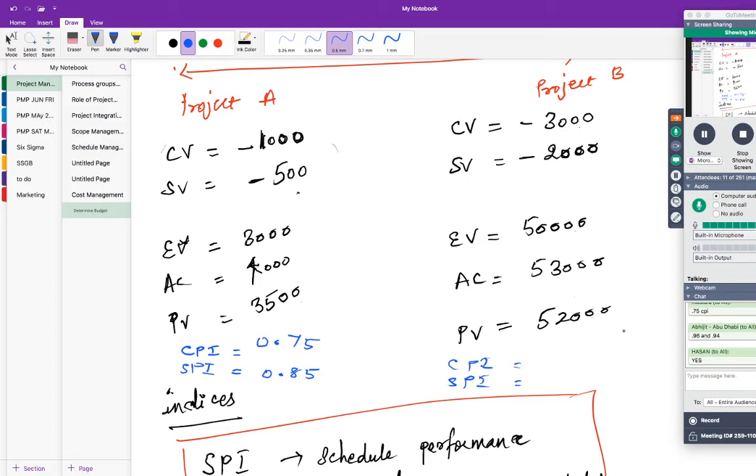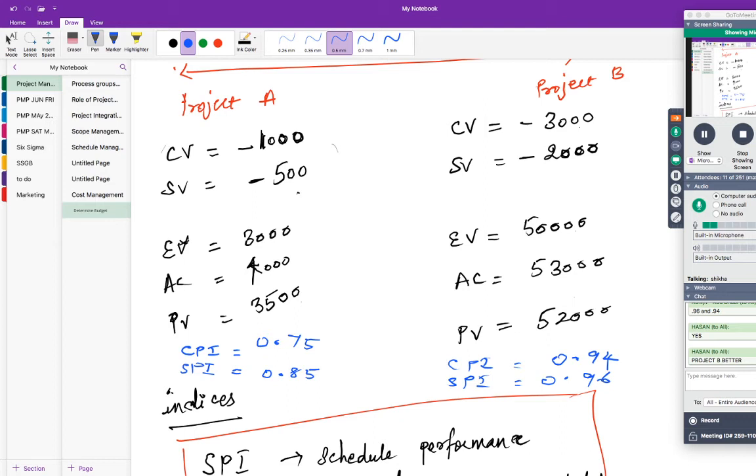No, CPI is 0.94, correct? CPI is 0.94. SPI is 0.96. Okay, so which is closer to 1? Which of these values are closer to 1, for project A or for project B? So of course you can see project B, everything is closer to 1, right? So which means it is better.